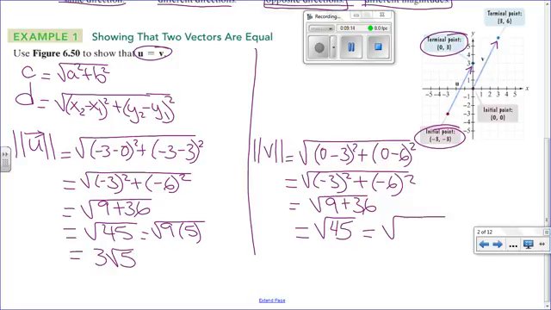And so, are you guys getting the square root of 45? If you factor that using a perfect square, that will be 9 times 5. Square root of 9 is 3, and then the 5 stays. So, you guys agree that we do have the same magnitude, right? Yeah?